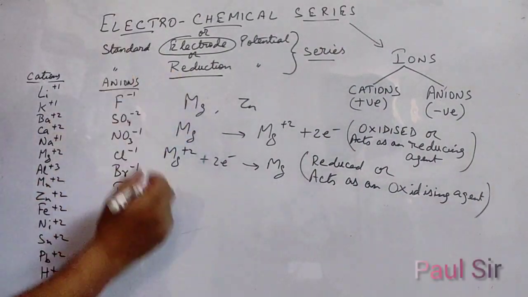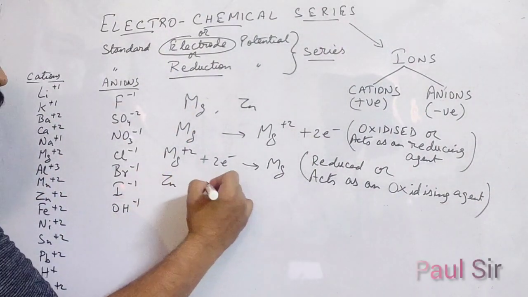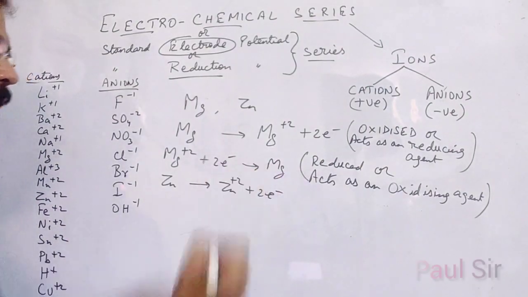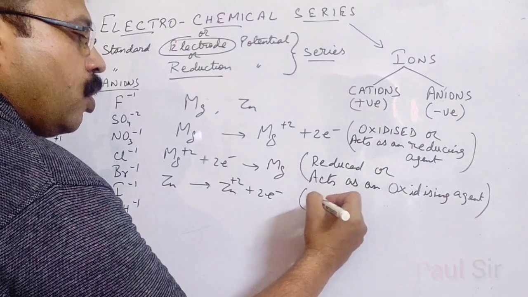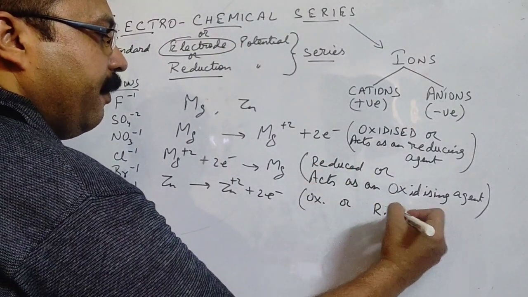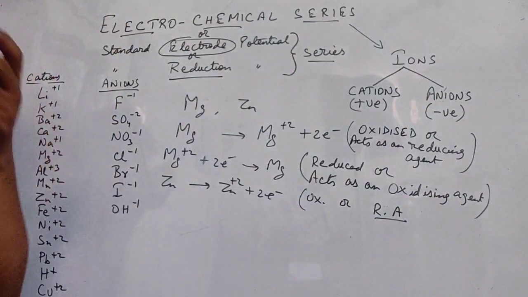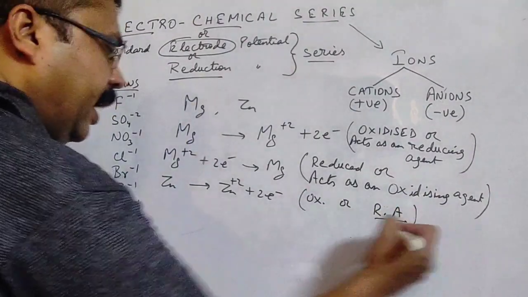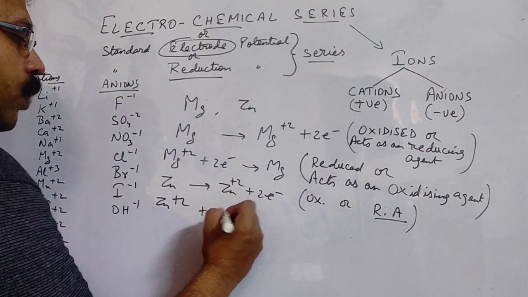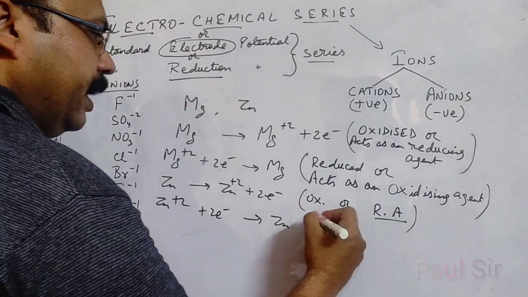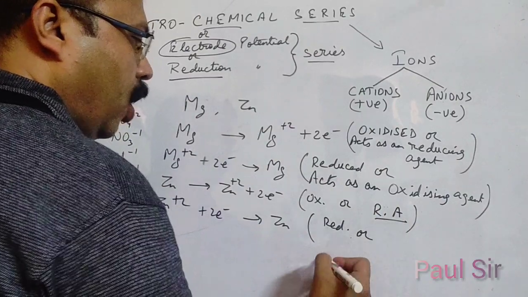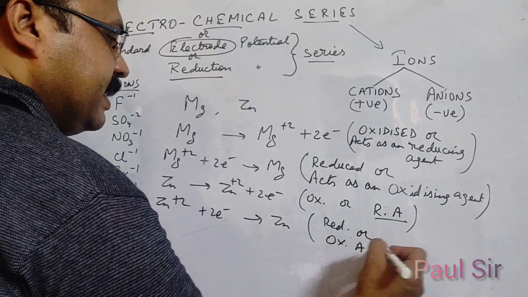Check. Similarly, if we take zinc, it will also lose 2 electrons and form Zn2+ ions, which is oxidation, or we can say it's a reducing agent. I'm just writing in short. Similarly, if I take the zinc ion, it is going to gain 2 electrons and form zinc metal, which means it is getting reduced, or it's an oxidizing agent.